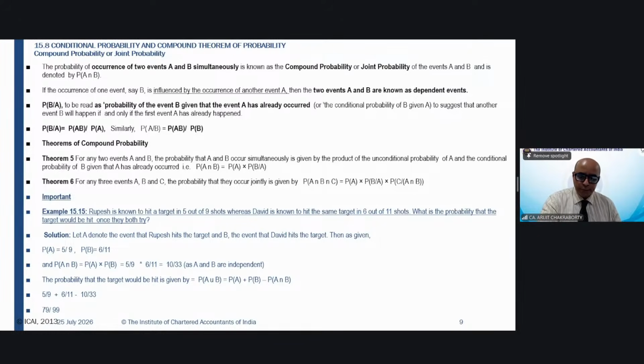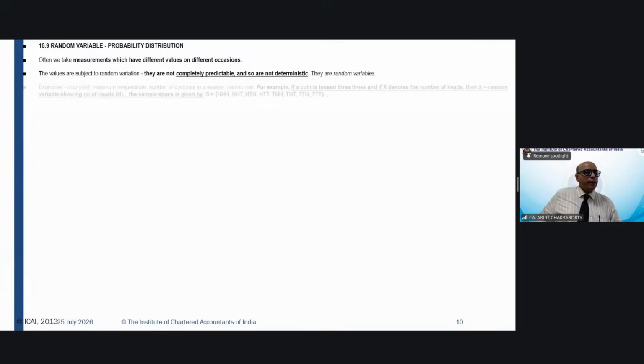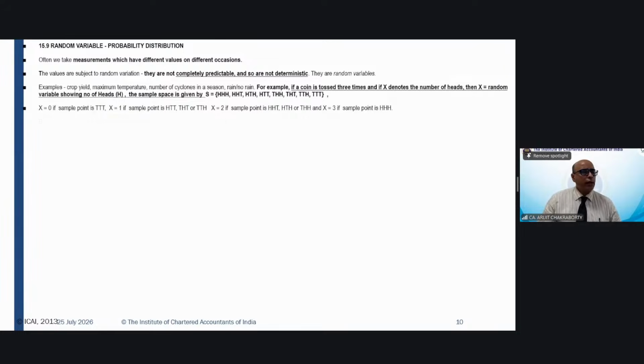So this shows us how we deal with problems where we have independent events and where we can get dependent events. Now we look at random variable and the probability distribution. This is towards the end, and then we will start with the examples. We will solve at least 20-25 problems. So we look at random variable. This is from section 15.9 of the chapter on probability, or chapter 9 from the study material.